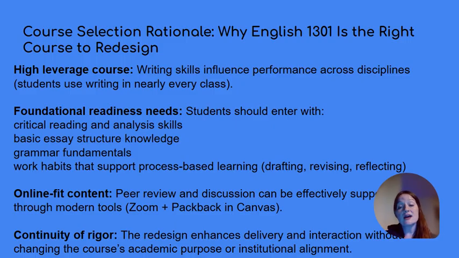Then we also have the course selection rationale. Why English 1301 is the right course to redesign. So it's a high leverage course. Writing skills influence performance across disciplines. So students use writing in nearly every class. So if we could redesign the course in a way that students were more engaged and had a better experience, it could impact their success across content areas in their experience.